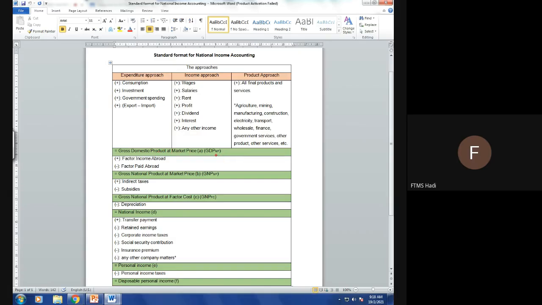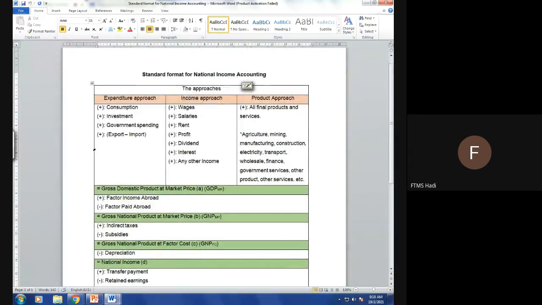To calculate GDP MP, if the question goes for expenditure approach, you need to add consumption, investment, government spending, and then plus export minus import. That is the first one. How you tackle either expenditure, income, or product depends on the question. Some questions go for product approach, some for income approach, and some for expenditure approach. So this is the format: consumption plus investment plus government spending plus export minus import.